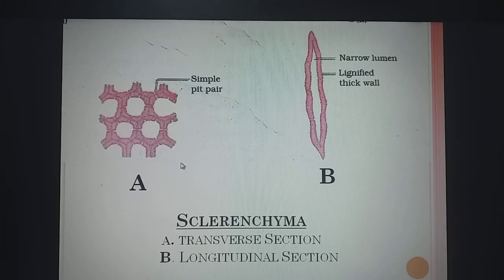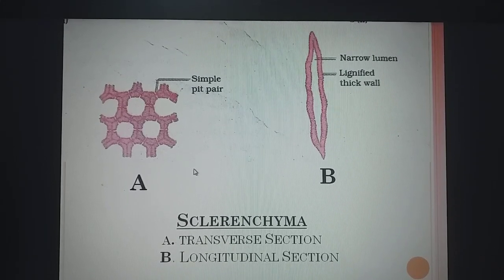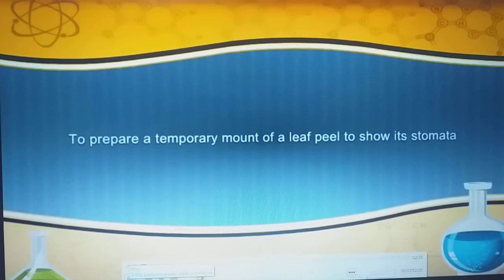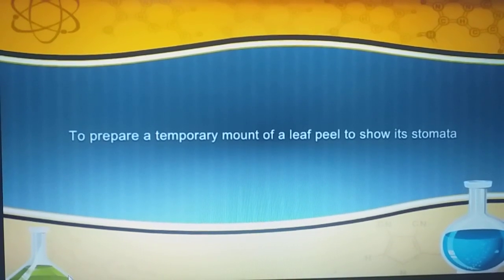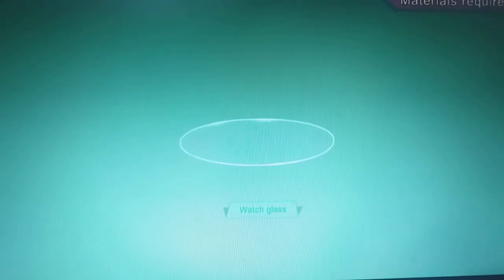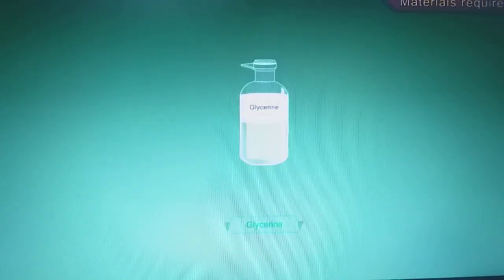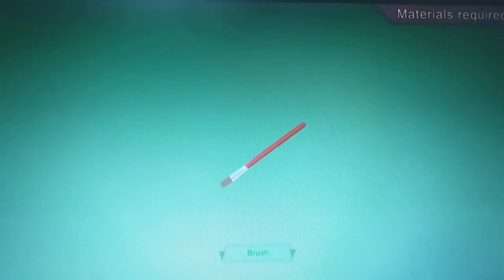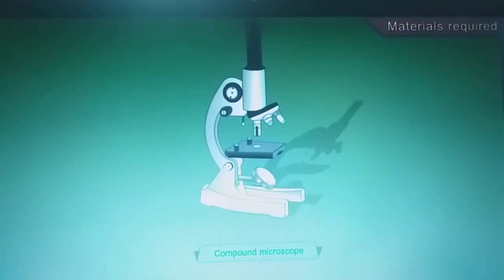Now we start today's topic, that is activity 6.3. So the aim of the activity is to prepare a temporary mount of a leaf, that is Rhoeo leaf. Now materials required: fresh leaf of Rhoeo, slide, watch glass, forceps, glycerine, brush, pair of sharp scissors, safranin solution, blotting paper, cover slip, compound microscope. Now procedure.